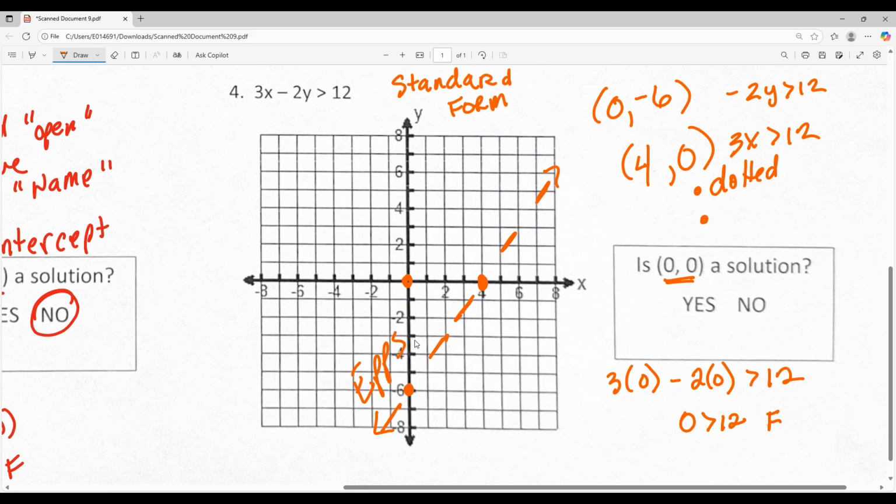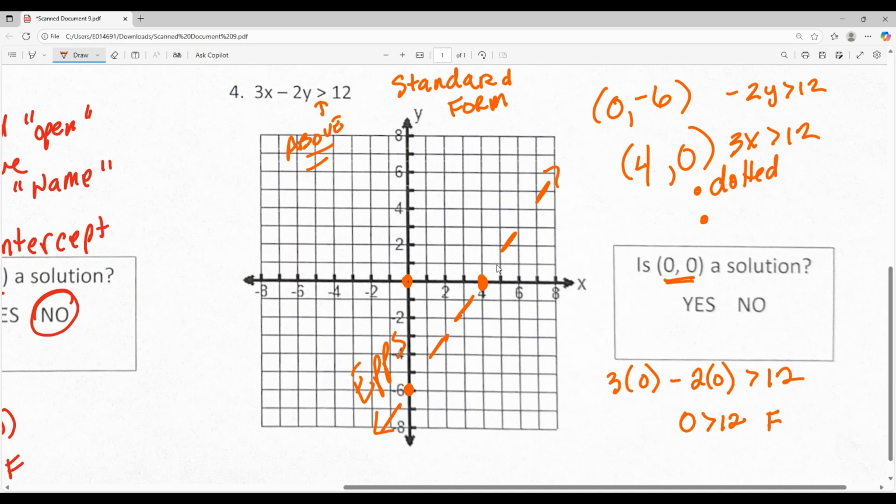So in other words, if I shade above, because right now this is saying to shade above, right? Because it's going to the right. To the right means to shade above. But when I test this rule, 0 is not greater than 12. So that means I need to shade below, so the side that does not have my name.